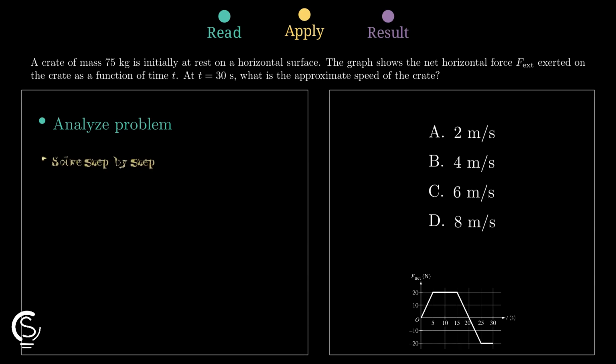Finally, calculating that division gives us a result of 2 meters per second. This means option A is our correct answer for the final speed.